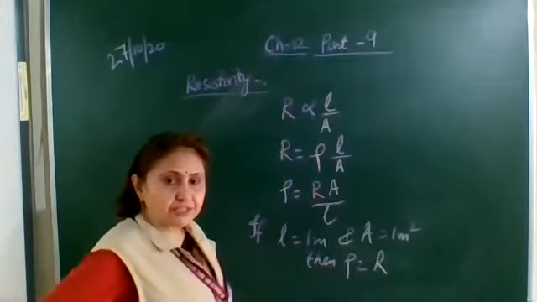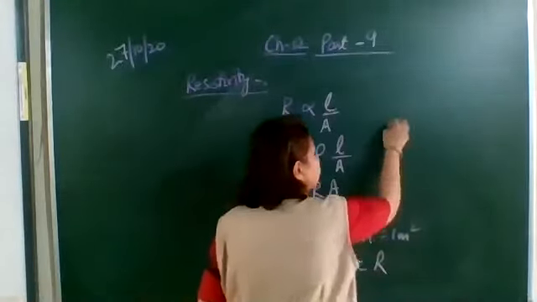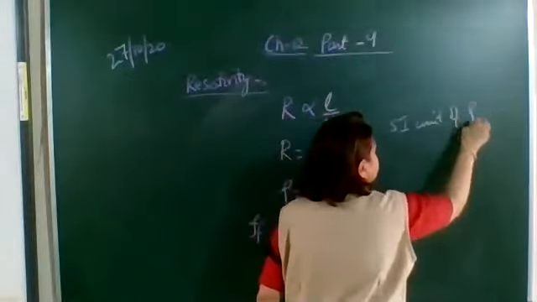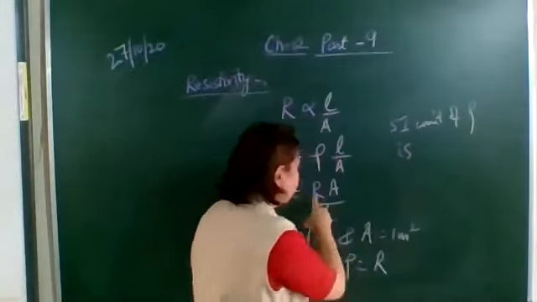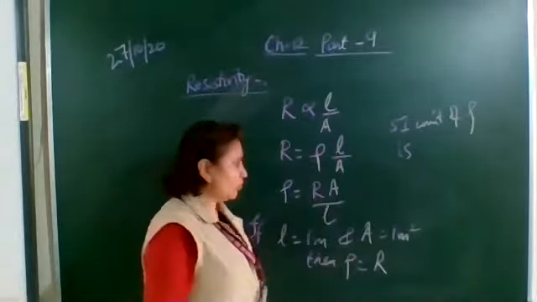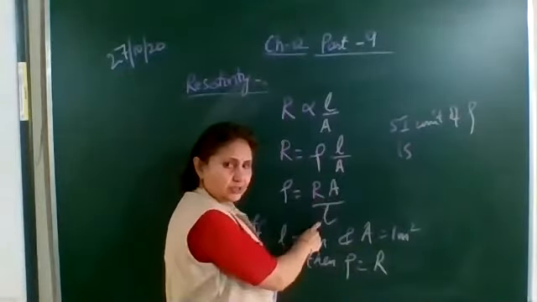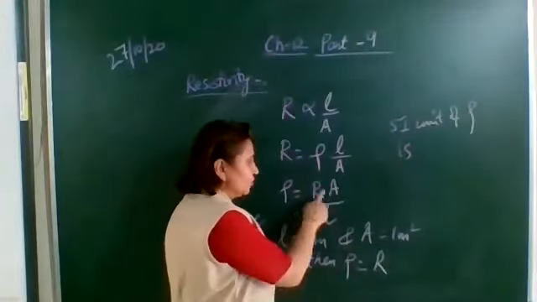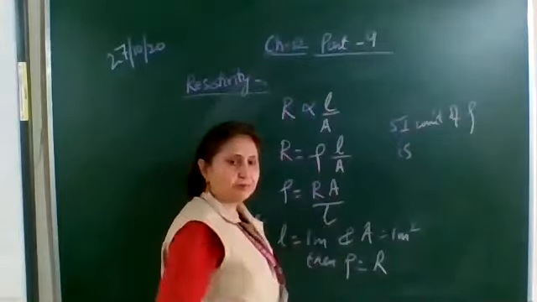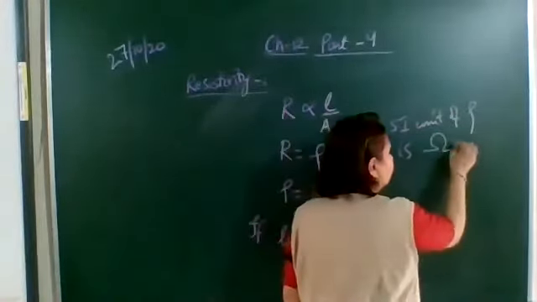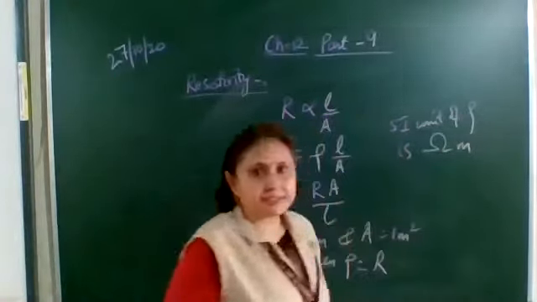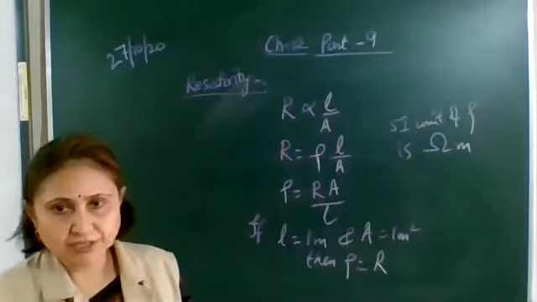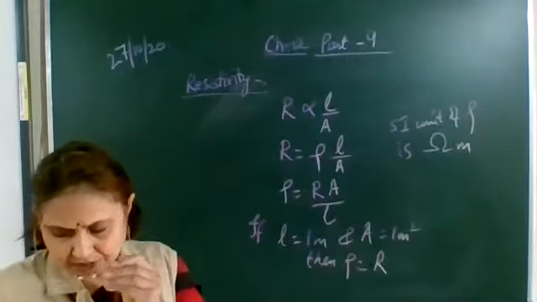Then comes its SI unit. SI unit of resistivity is, from here, resistance has a unit ohm, area has a unit meter square, and length has a unit meter. So ohm into meter square upon meter becomes ohm into meter. So the SI unit of resistivity is ohm into meter. So we have discussed this much.